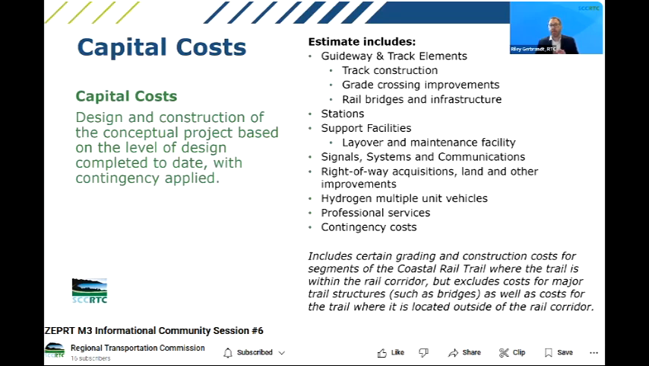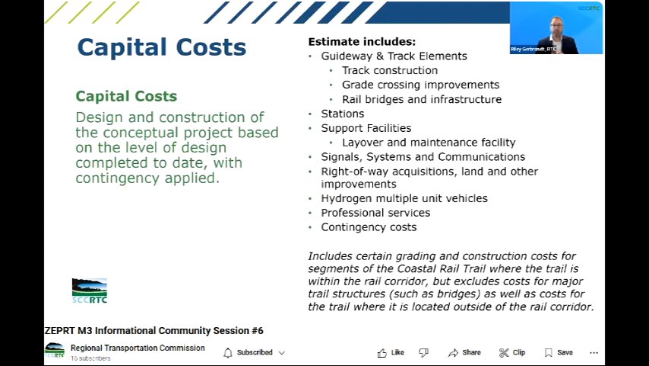So what we're looking at today are going to be presenting what would it cost for our guideway and track elements and bridge infrastructure. What would it cost for our stations and our support facilities, such as the layover facility and the maintenance facility, administrative facilities, and other structures that would need to be constructed as part of the passenger rail service. Also, our signals and systems and communication network, right-of-way acquisitions and land improvements, and land costs that would be associated with the project.